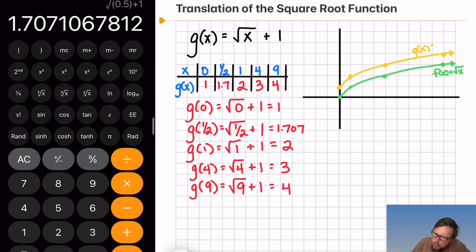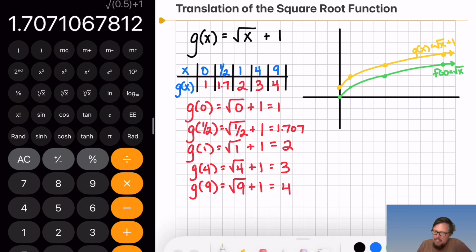And so what appears to have happened is it looks like this g of x function has just taken our parent function and raised the entire thing up 1 unit. So it looks exactly the same, except, as we expected from a translation, the whole thing just slid up 1 unit. So I think it's fair to say that at least an educated guess would be adding the 1 onto the end raises the whole thing up 1 unit.